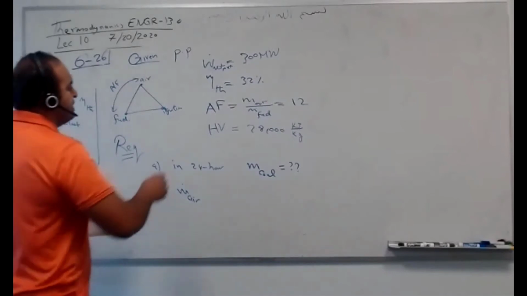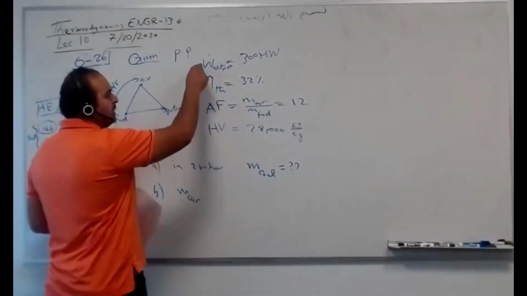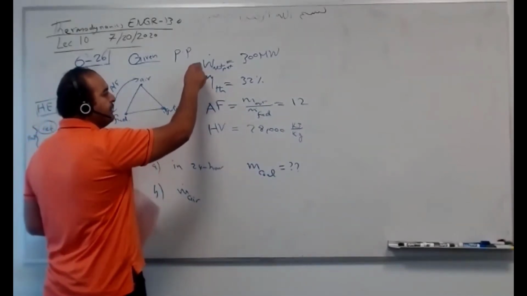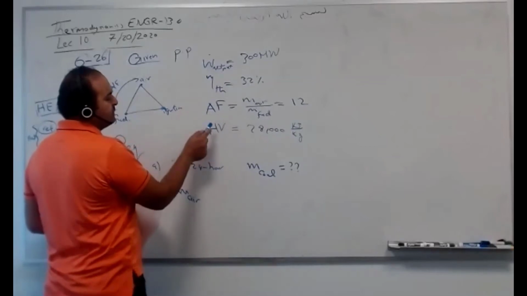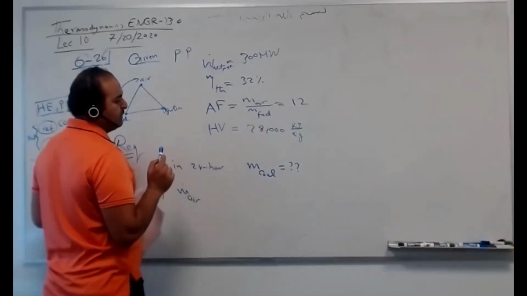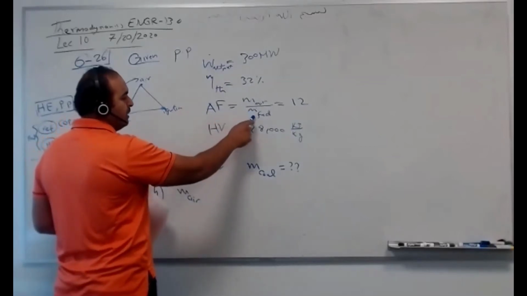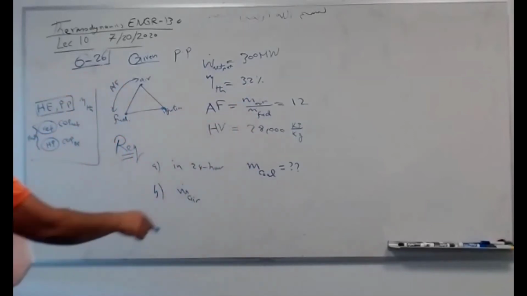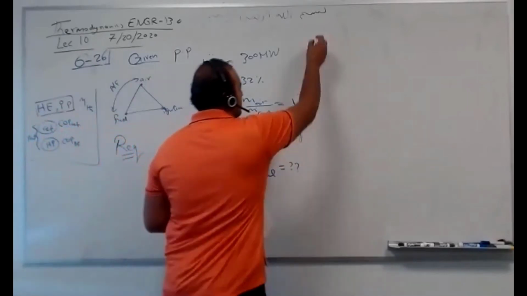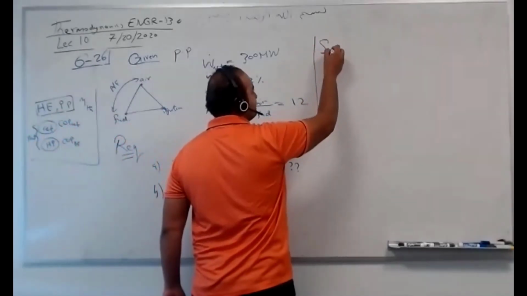Again, you have this, and forget about this now. This and this, you can get Q high, the heat thermal output over input, which is Q high. Q high is m dot fuel times this. You can get m dot fuel. With m dot fuel and m dot air, you can get how much air and how much coal. So the solution is so simple.